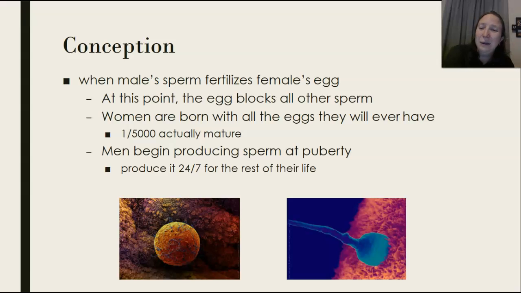Crazy, crazy. So anyways, women are born with thousands of eggs, and only 1 in 5,000 actually mature and are released once a month through the menstrual years of a woman's life. Men, on the other hand, don't begin producing sperm until puberty, but then once they do, they produce it 24/7 for the rest of their life.